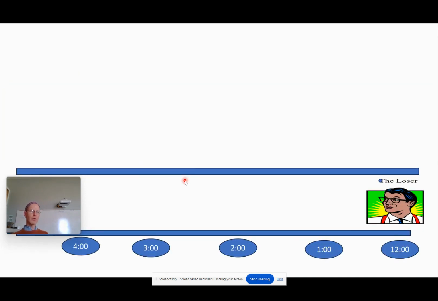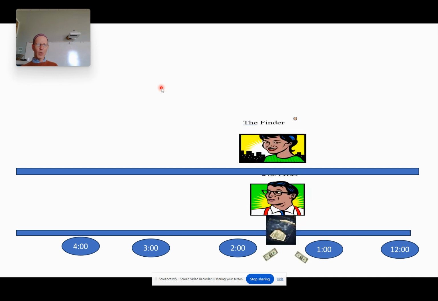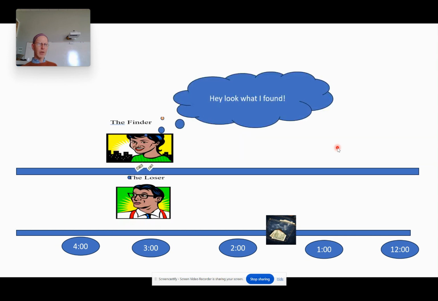Because here's the case that we're going to be talking about now. Here's the story. There's a loser of items. He hasn't lost it yet, but at 1:30 there's a hole in his jeans and he loses $2. We've got a finder on the scene, but that finder hasn't found this at this point. So we're still moving on, moving on, moving on. And the finder at 3 o'clock finds the money on the ground.